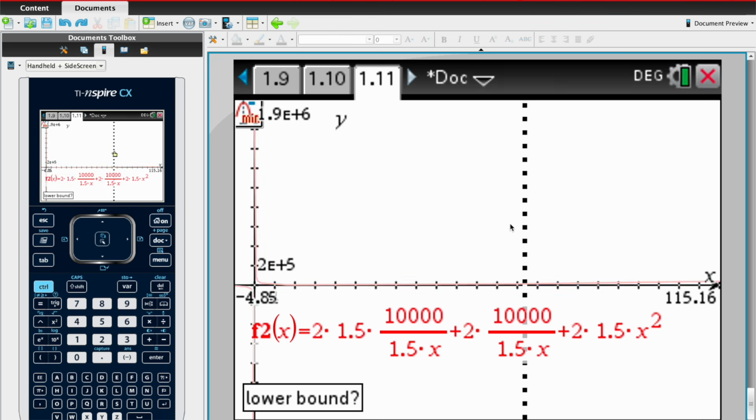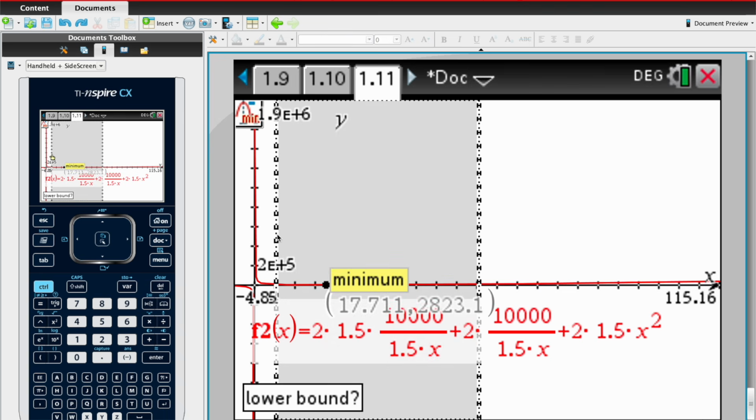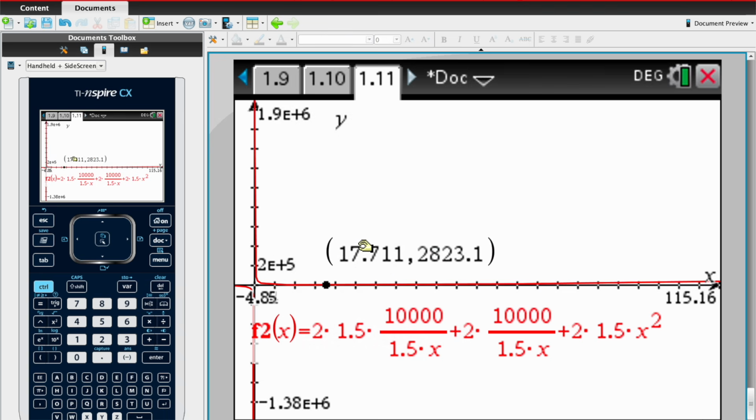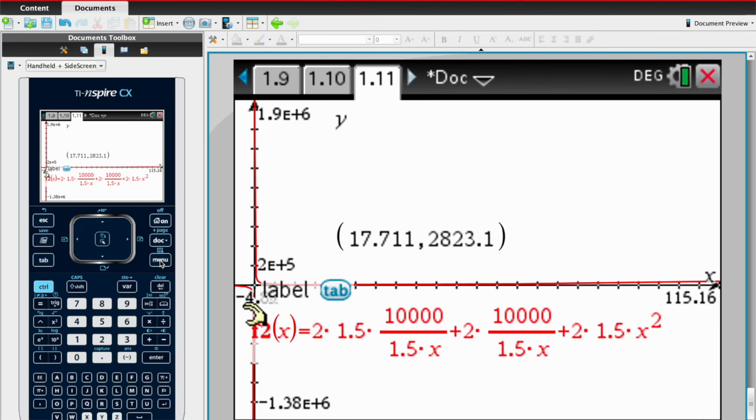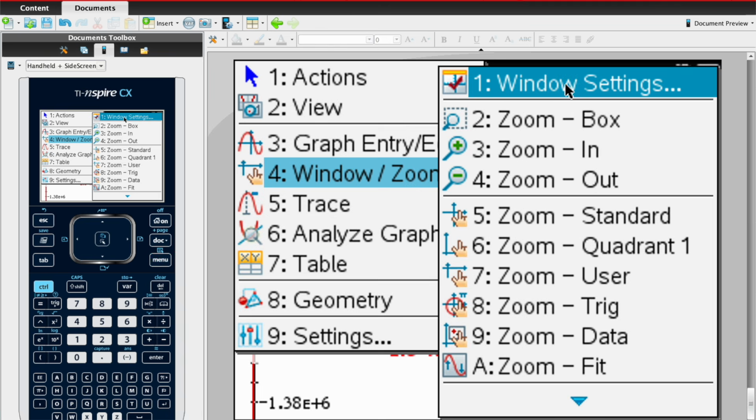So let's find the minimum here. There it is. So our function reaches a minimum at 17.7. So when x is equal to 17.7, our function, our surface area, has an area of 2,823. Guess we can adjust this window now if we want to.